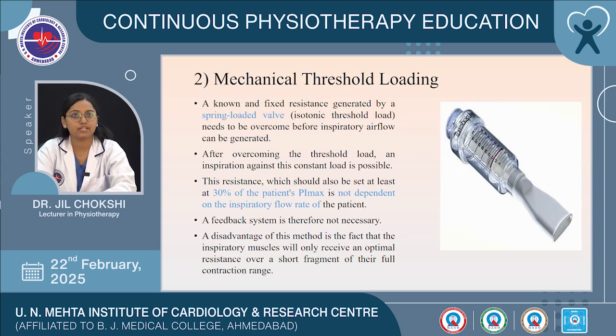Second one is the mechanical threshold loading. In this method, a known and fixed resistance that is generated by a spring loaded valve needs to be overcome before inspiratory airflow can be generated. After overcoming this load, the valve becomes open and inspiration against this constant load is possible. This load should be set at least 30% of the patient's PI max, and this load does not depend on the inspiratory flow rate, whether there is a high flow rate or low flow rate, it remains constant. That is why a feedback system is not necessary in this loading method.